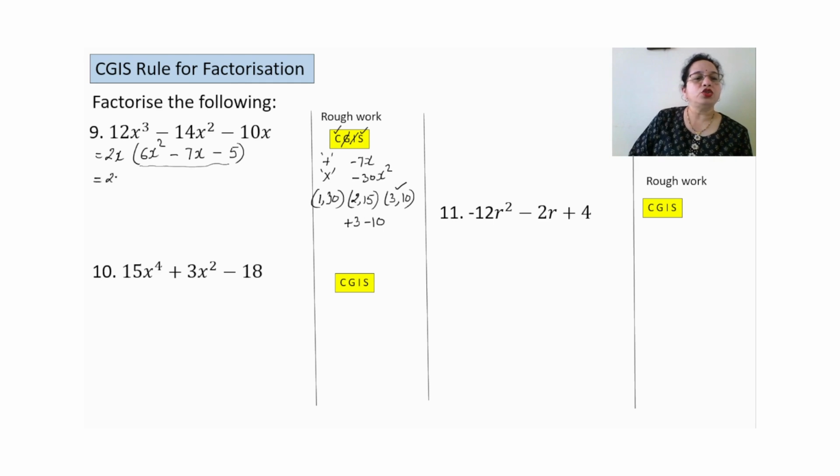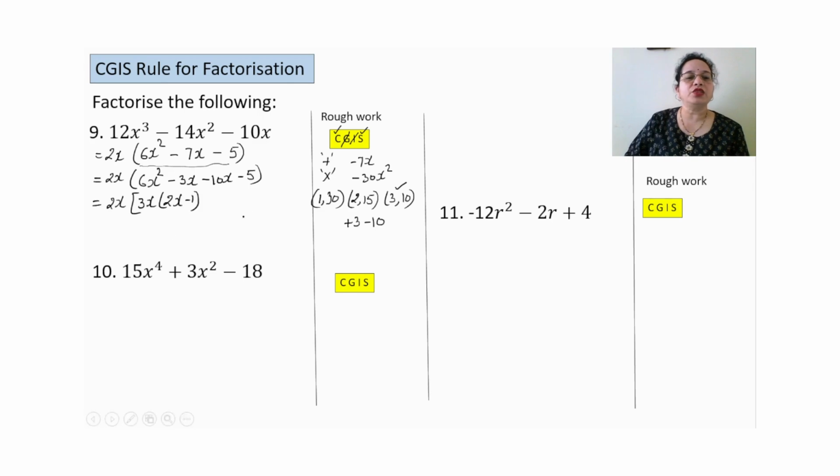We will write down this 2x as it is, and inside the bracket 6x square minus 3x minus 10x minus 5. Now this 2x will be common, and from the first two terms take 3x common. So what is left over here? 2x minus 1. And now here also you can take minus 5 common. So what is left? 2x minus 1. So now 2x, then 2x minus 1 is common. So what is left? 3x minus 5.